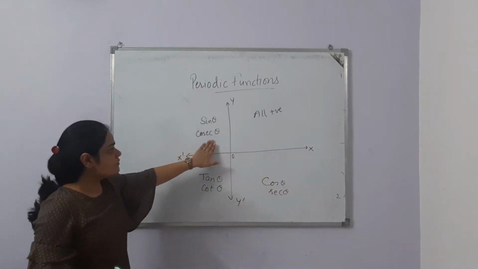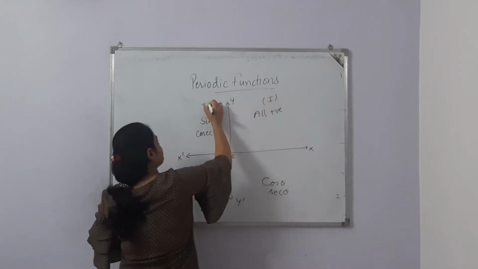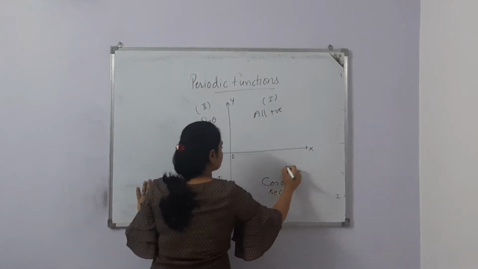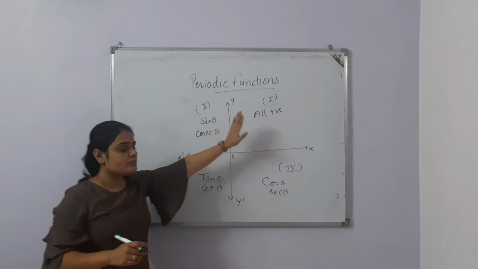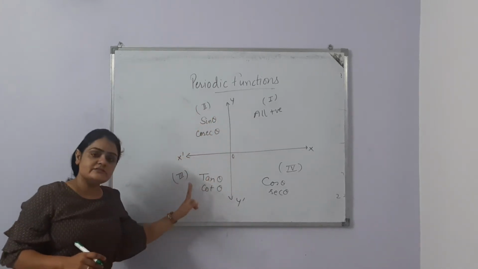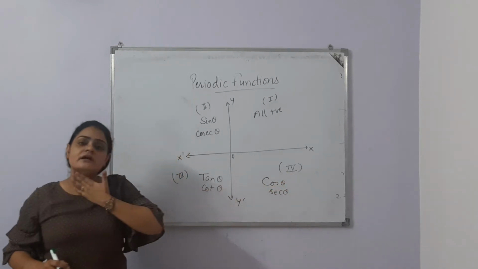C for cos theta and its reciprocal secant theta. This is the first quadrant, second quadrant, third quadrant, and this is the fourth quadrant. In the first quadrant all trigonometric ratios are positive, in the second quadrant sine and cosecant are positive, in the third quadrant tangent and cotangent are positive, and in the fourth quadrant cos and secant are positive.